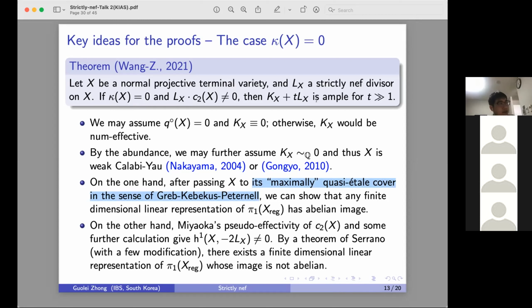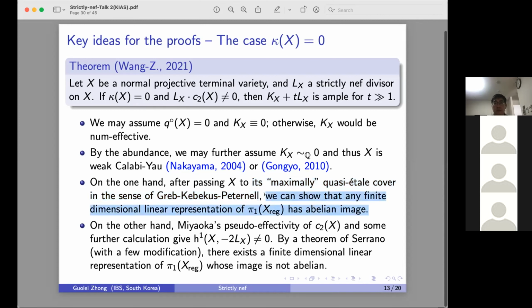But I think even in the Calabi-Yau threefold, this may not be true. I mean, you need some condition, you need this assumption. Yeah, if we have already solved this case, then of course, you are right. Okay, we can discuss this. Oh, okay, sure. So by passing this X to this maximally quasi-étale cover, I just need to use the result developed by Greb-Kebekus-Peternell that the linear representation of the fundamental group of its regular locus always has abelian image.